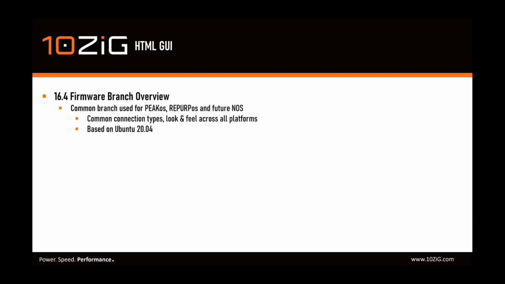To continue on, we're going to have the 16.4.x branch, and it's going to be common across the board for all our products. So PeakOS, aka PCOS, our Repurp OS, aka RPOS, and then the future NOS are all going to run on that 16.4.x firmware. You have common connection types. There's going to be the same look and feel across all those platforms. The idea is simplicity, so you can keep everything easy, looking the same, and it's easy to move around from one to another and configure it. This is all based on the Ubuntu 20.04 kernel currently.